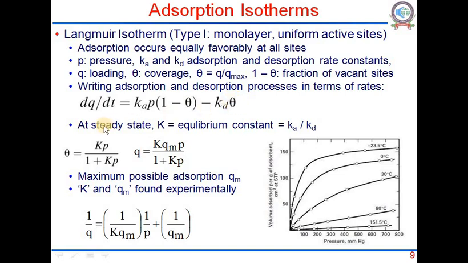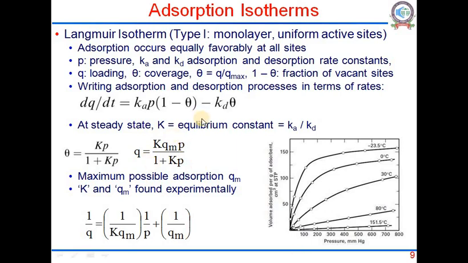If you look at steady state, that's when the equilibrium is reached. Then we can write the equilibrium constant in terms of the forward and backward reaction rates, and we can rearrange this expression to give you theta as Kp divided by 1 plus Kp. If we write theta in terms of q by q max, q will be K q max P divided by 1 plus Kp. This is our adsorption phenomena that we had looked at in the kinetics course.